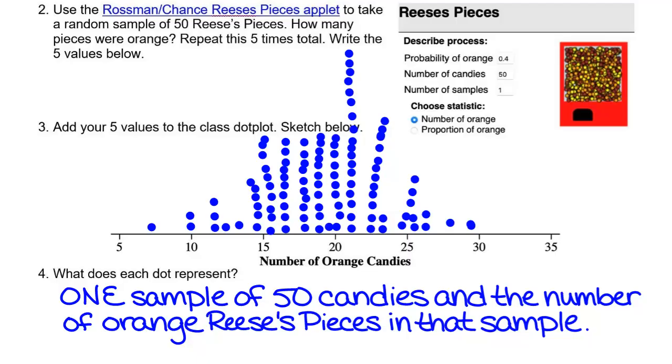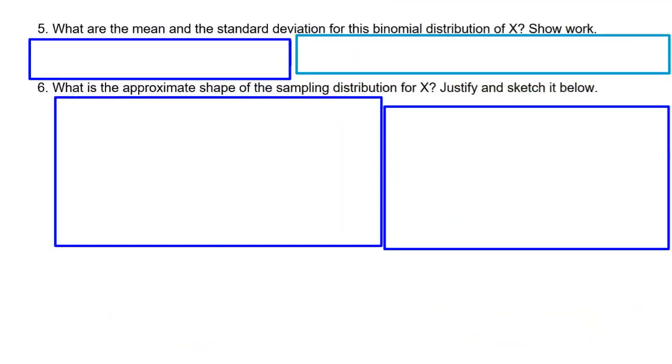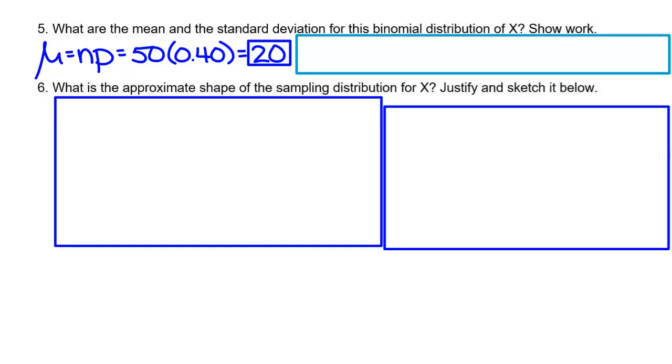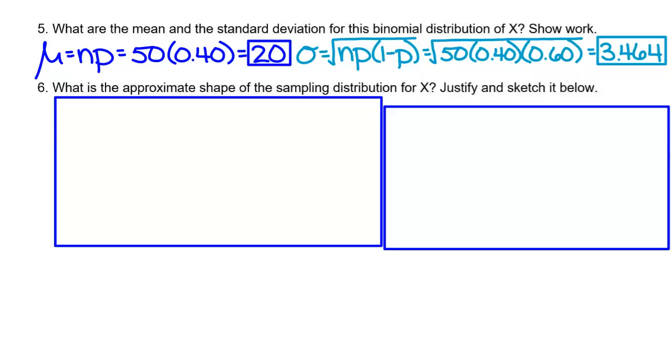Is there anybody still working on getting the dot plot into their notes? Okay. I'm going to flip over to the next screen then, if you guys are okay with that. What is the mean here? 20. N times P, 50 times 0.40 gives us 20. What is our standard deviation? 3.464. Remember, that's N times P times 1 minus P, all underneath the square root. So we have 50 times 0.40 times 0.60 underneath the radical, 3.464.